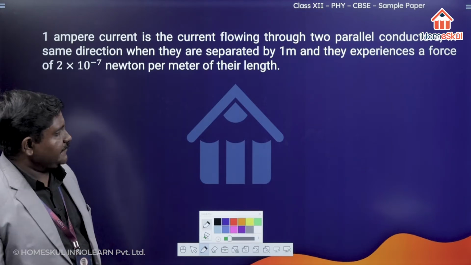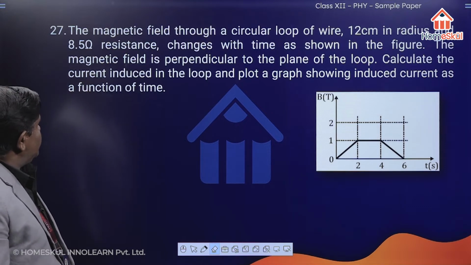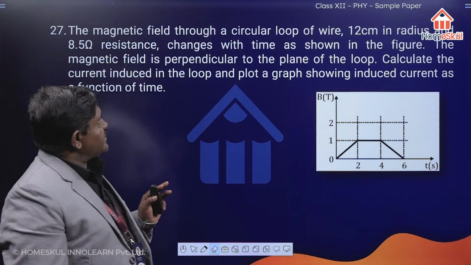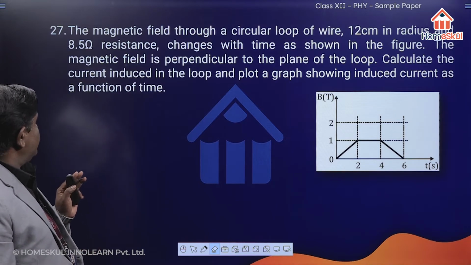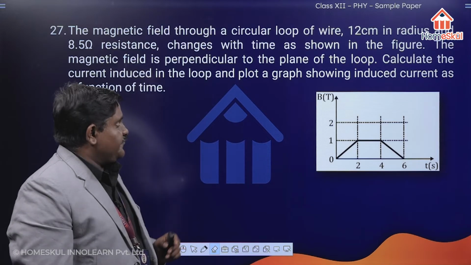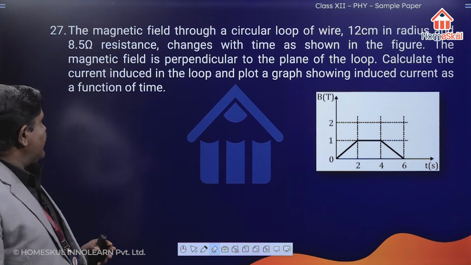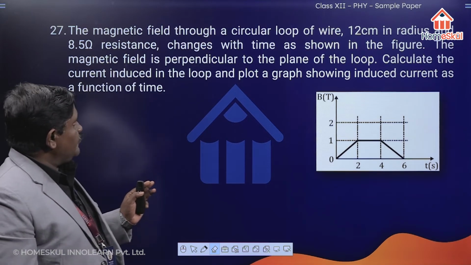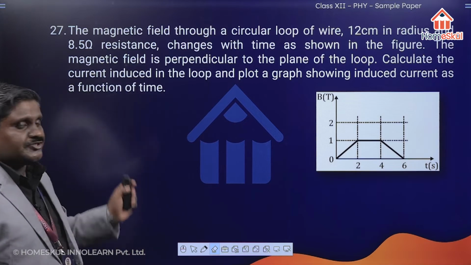Clear? Okay. So our next question, question number 27. The magnetic field through a circular loop of wire 12 centimeter in radius and 8.5 ohm resistance changes with time as shown in the figure. The magnetic field is perpendicular to the plane of the loop. Calculate the current induced in the loop and plot the graph showing induced current as a function of time.